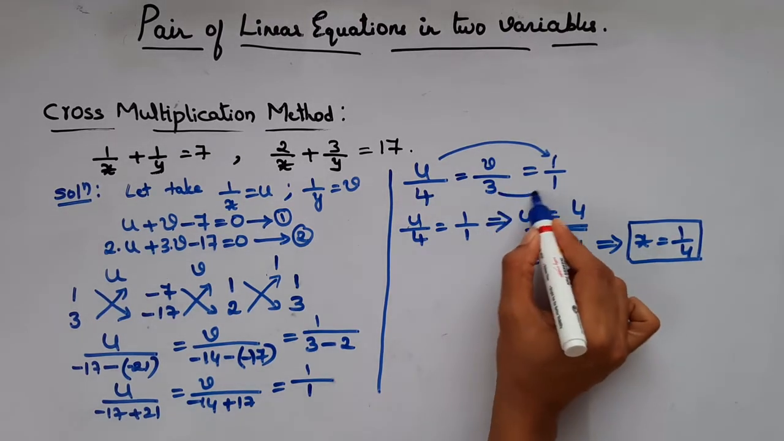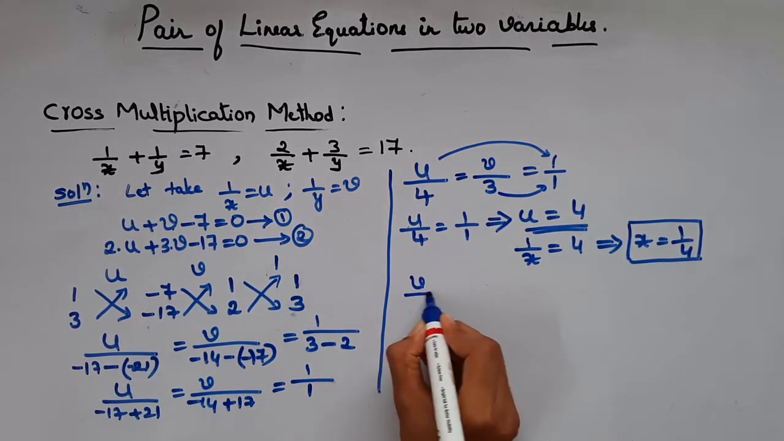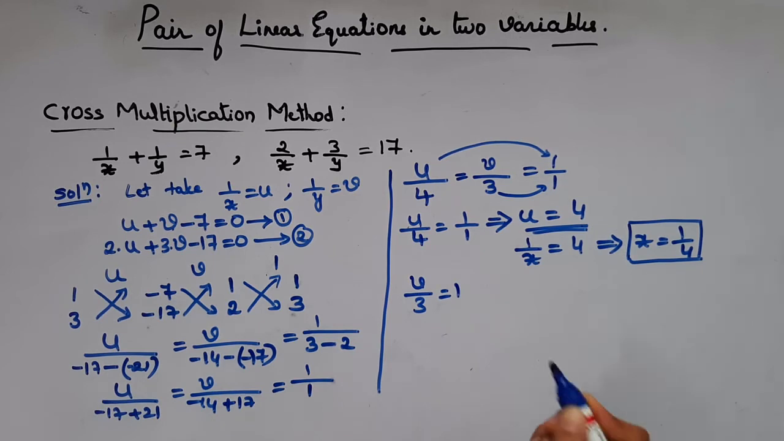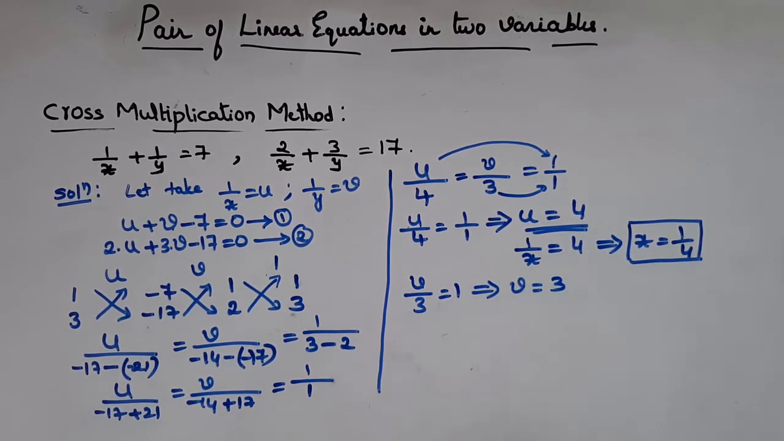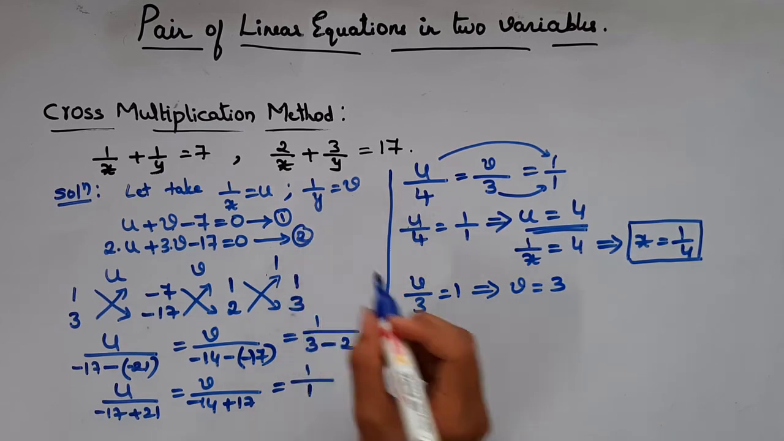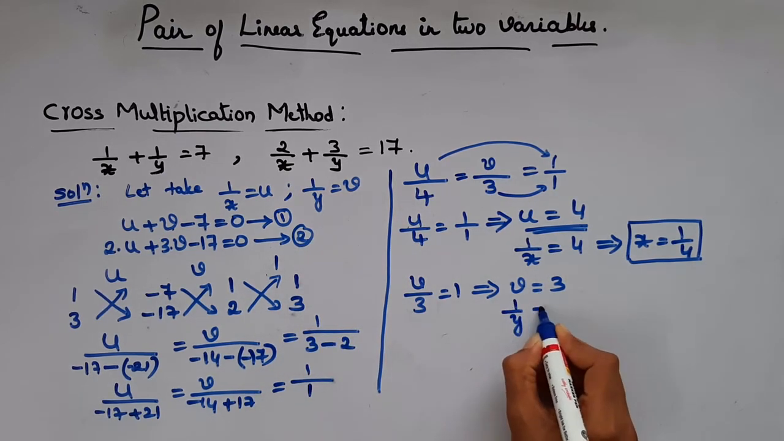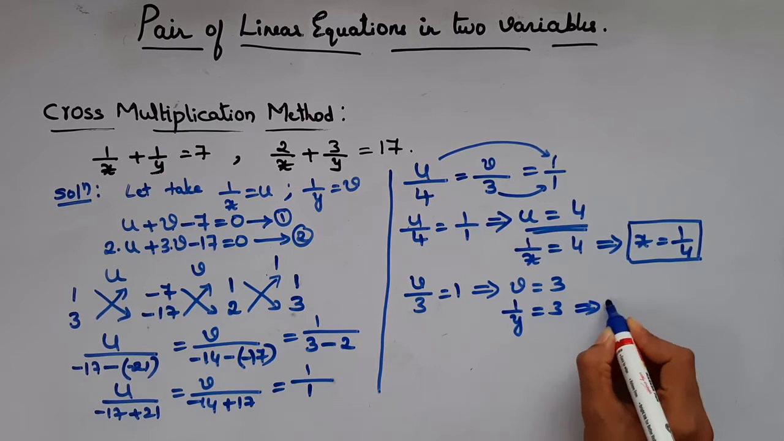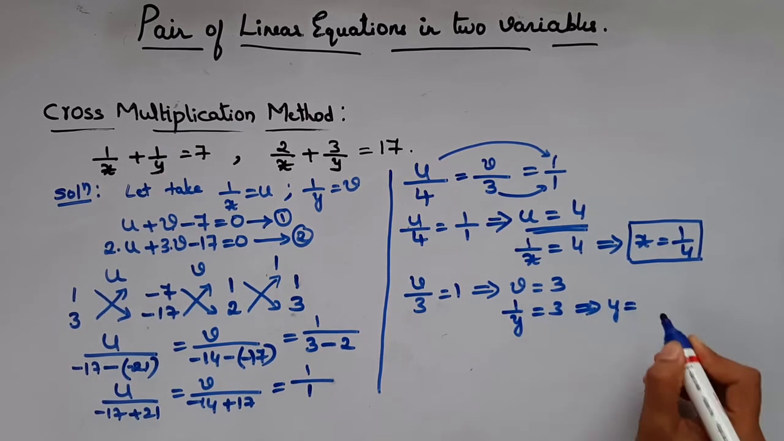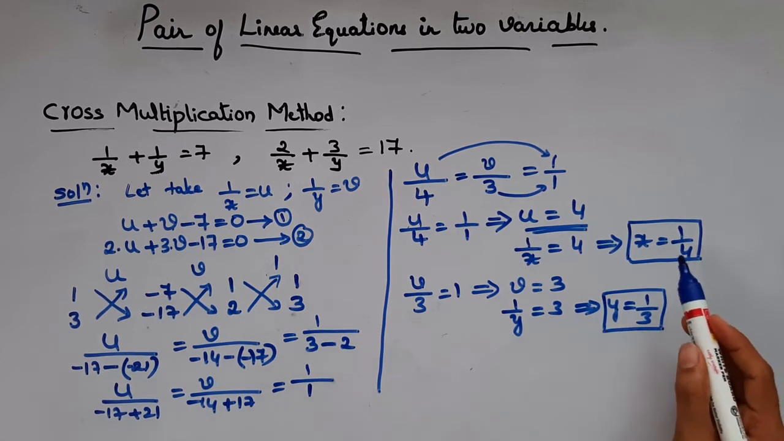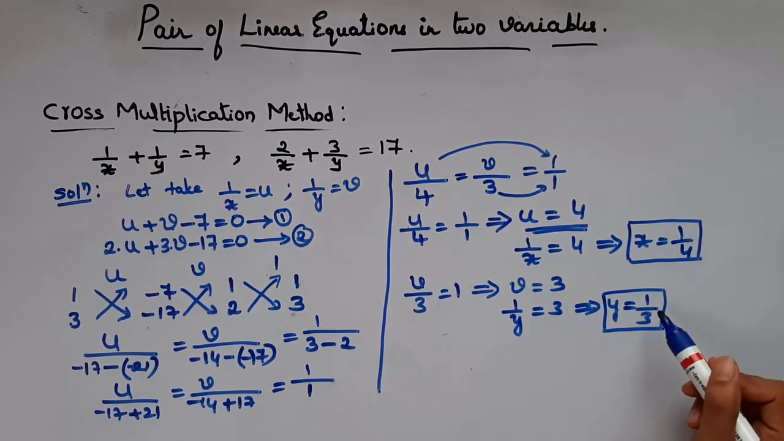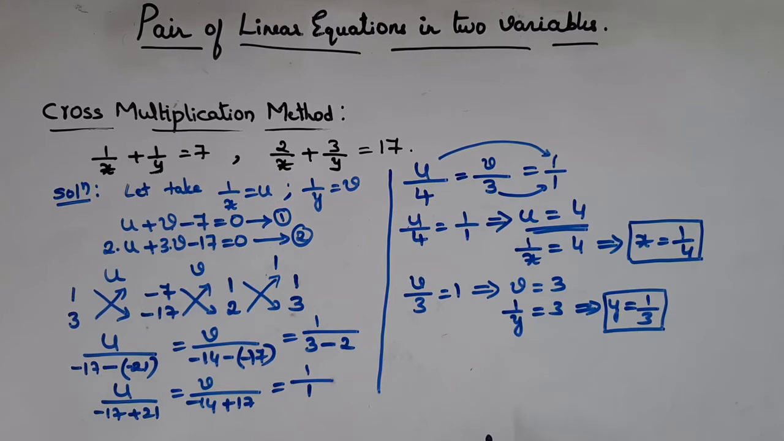So now let's take these two equations. So here v by 3 is equal to 1, which implies v is equal to 3. But we know we have taken v is equal to 1 by y, which, 1 by y is 3, which implies y is equal to 1 by 3. So our x and y are 1 by 4 and 1 by 3. Now let's see one more example.